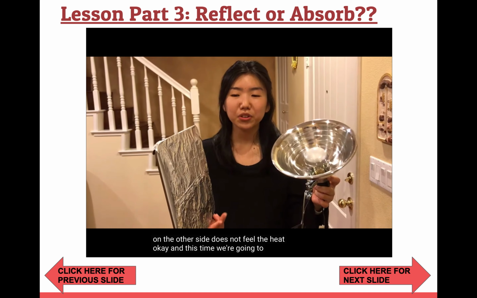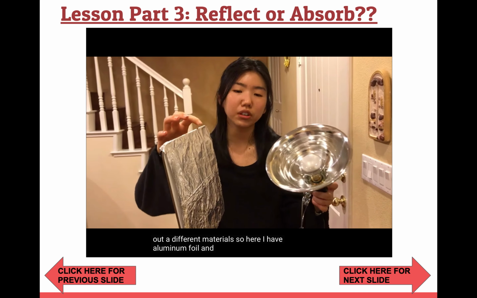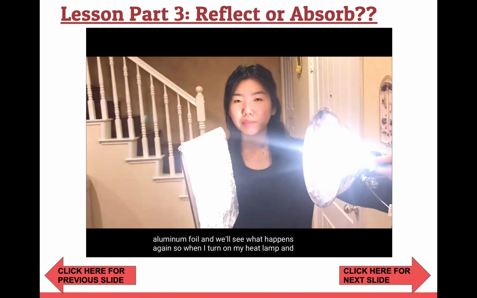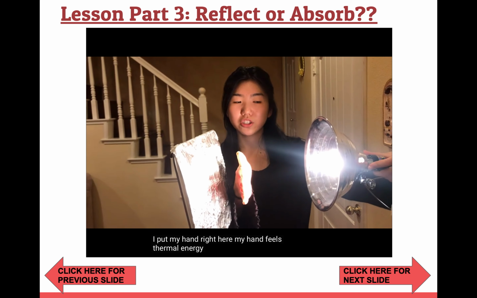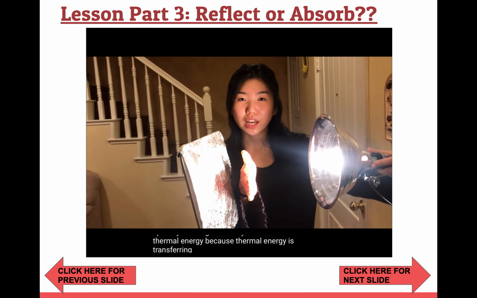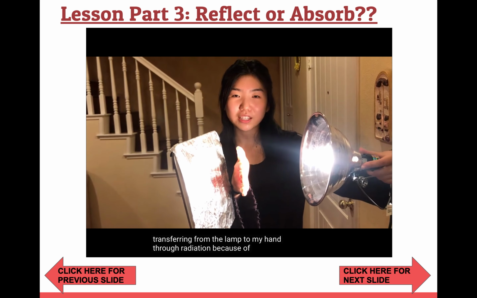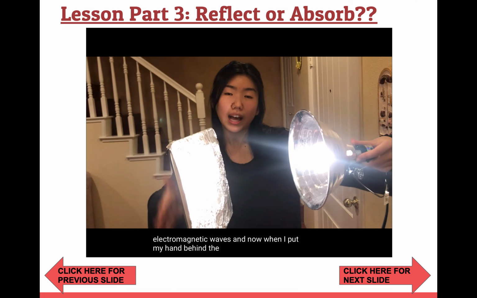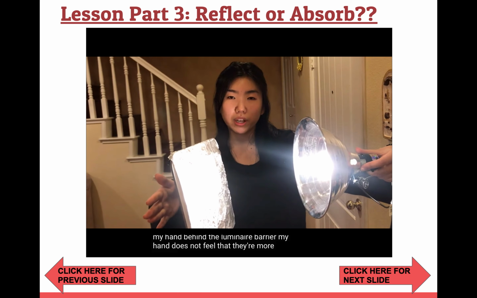Okay, and this time we're going to try out a different material. So here I have aluminum foil, and we'll see what happens again. So when I turn on my heat lamp and I put my hand right here, my hand feels thermal energy because thermal energy is transferring from the lamp to my hand through radiation because of electromagnetic waves. And now when I put my hand behind the aluminum barrier, my hand does not feel the thermal energy.